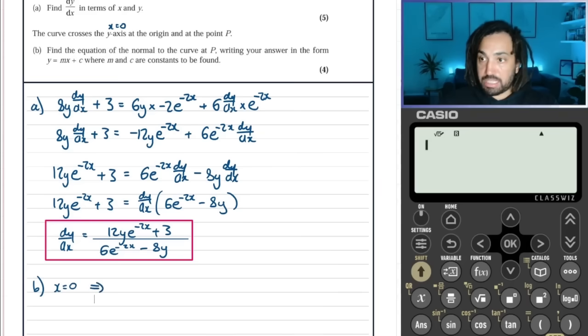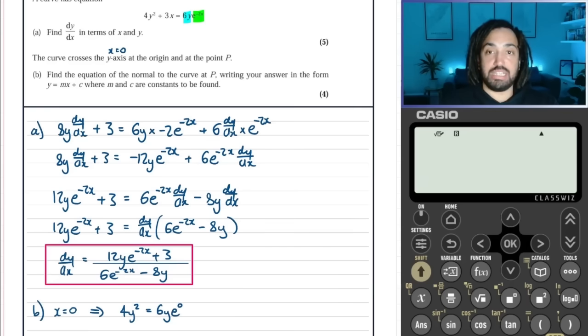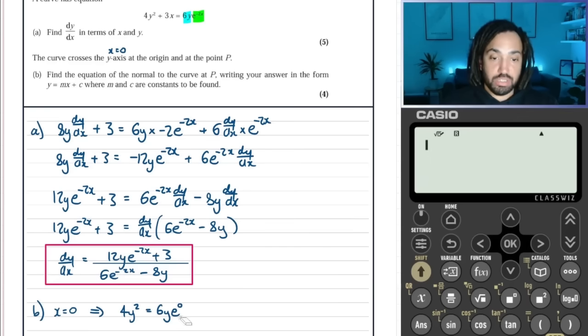And can I just get that in shot so that we can see the equation? Yeah, there we go, great. So that's going to be 4y squared. X is 0, so 3x goes to 0. And that's going to be 6y. And then that's going to be e to the 0. And e to the 0 is just 1. So we don't need to bother writing that.